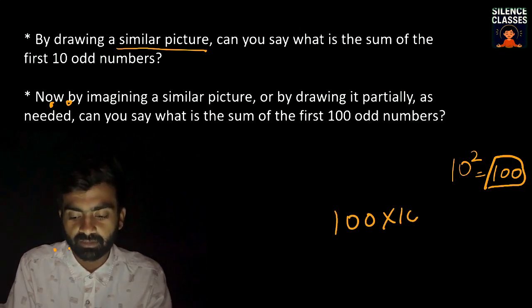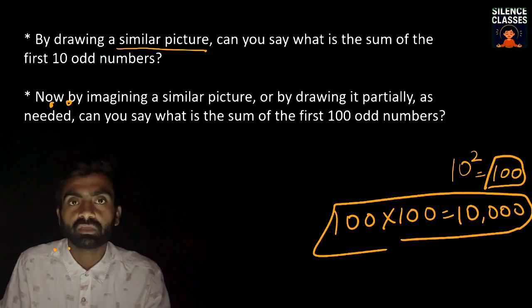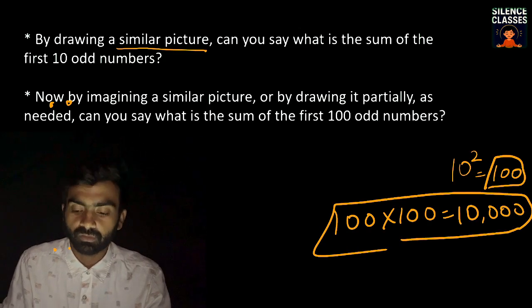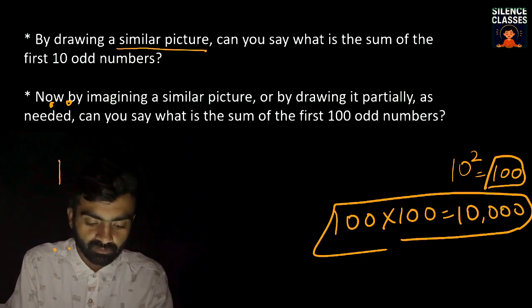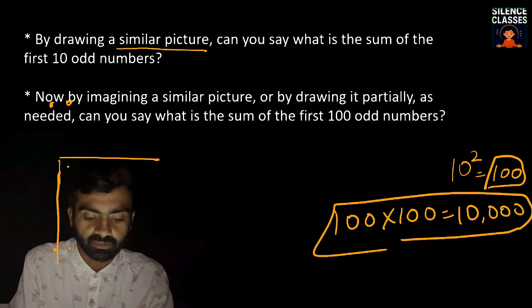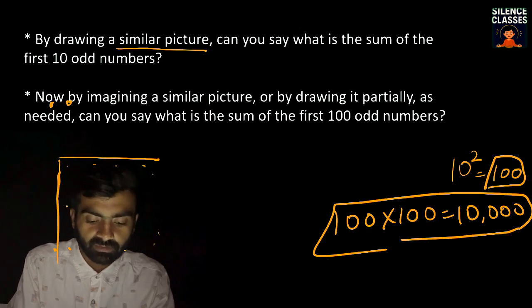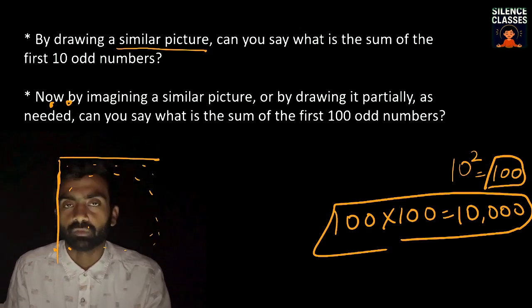100 multiplied by 100, we will get exactly 10,000. So making 10,000 dots is not easy. Okay, so like this you have to say this. And these dots are 100 over here. 100 dots, like 10,000 dots are there in that particular square.